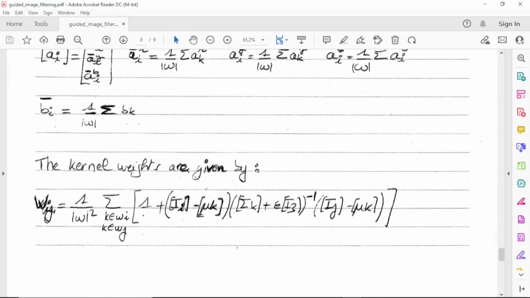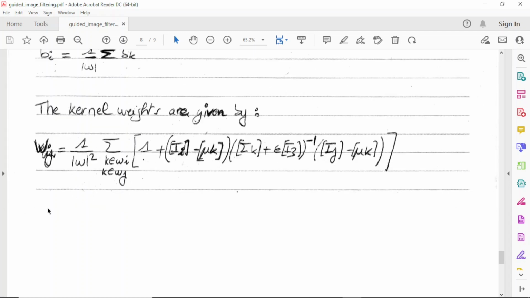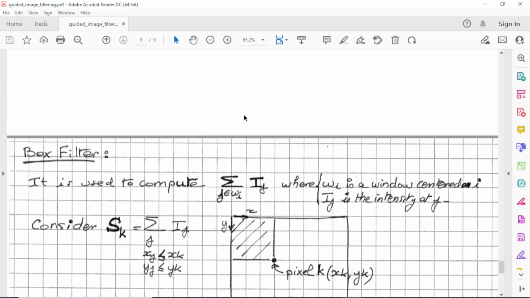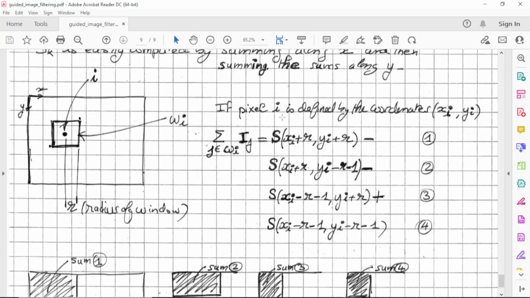And then here I give the kernel weights. Using this way of thinking with kernel weights, you could actually implement it like DMAG5. Instead of doing that cost volume and the slices, you could just do it like DMAG5 by computing the kernel weights. And here I'm talking about the box filter, how you compute it so that it's extremely fast.